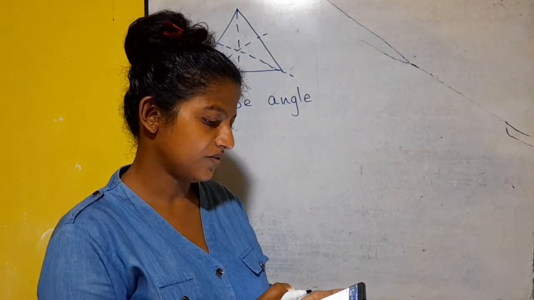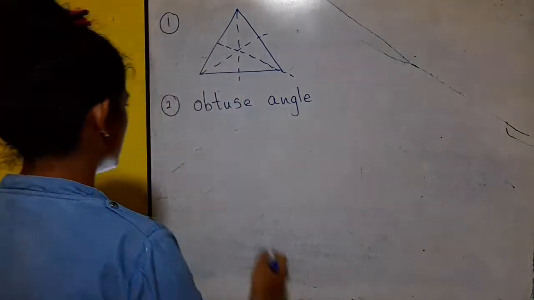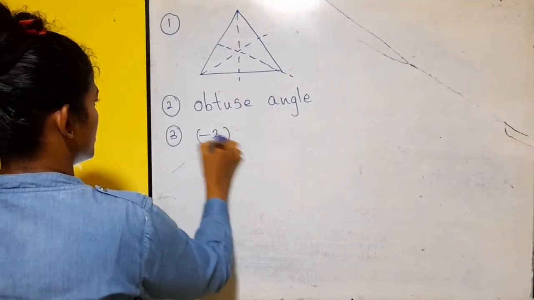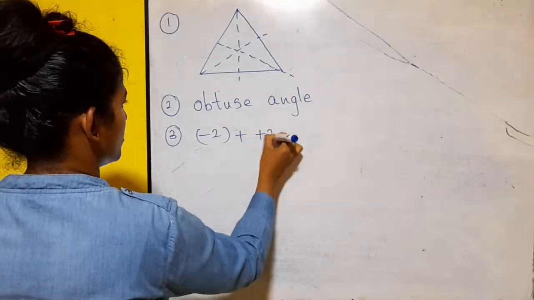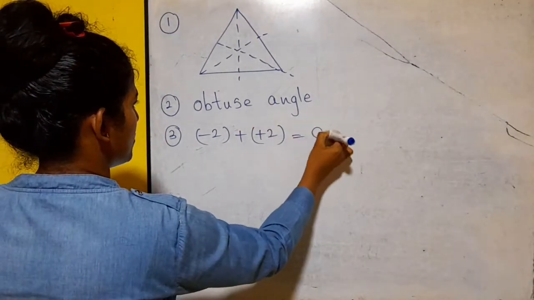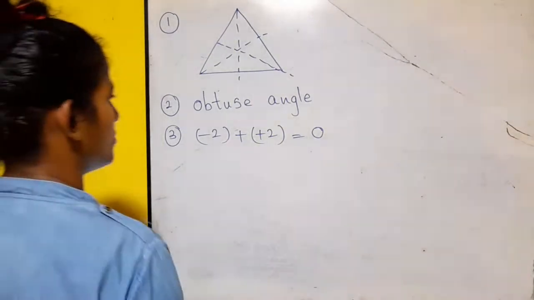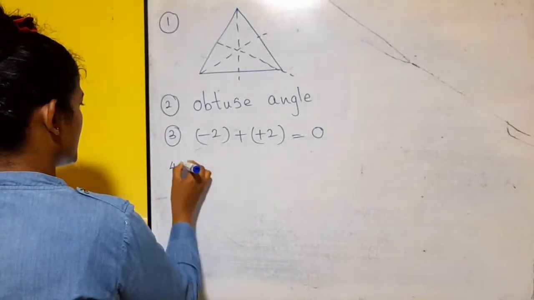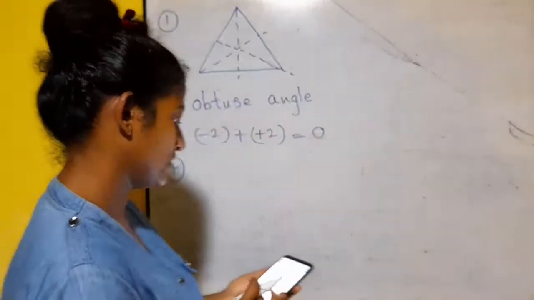Then third question, find the value of minus 2 plus 2. Minus 2 plus 2. The answer will be 0 because the two magnitudes are equal and the two signs are different signs here.